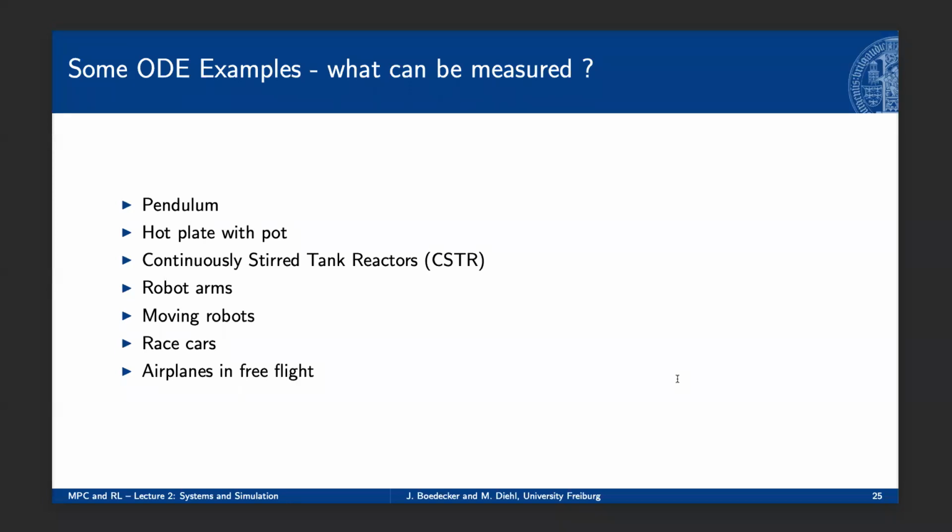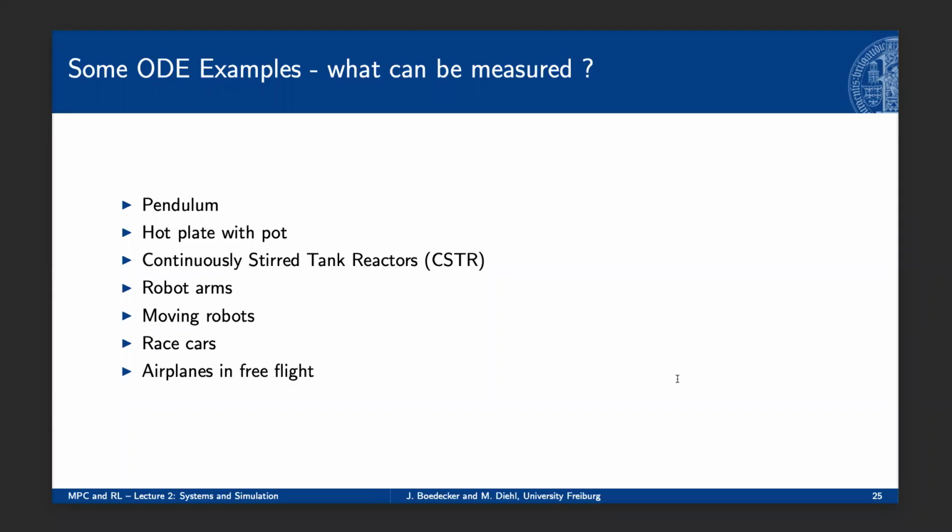A hot plate with a pot typically doesn't have a measurement, right? I mean, you can put your finger inside, you could put a thermometer into it, and then you could measure maybe the temperature in the water in the pot. That's not all the states, it's just the water in the pot. It's not the temperature of the plate, it's not the temperature of the pot itself.